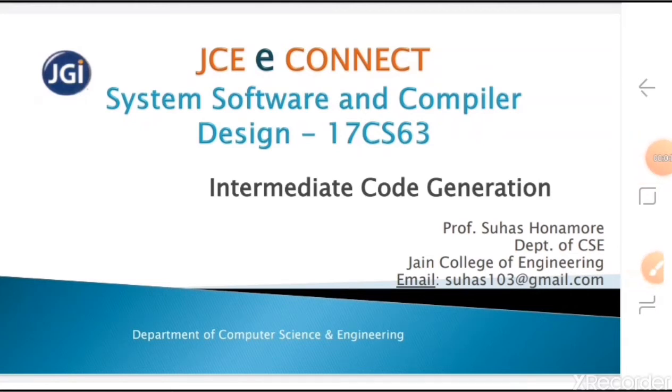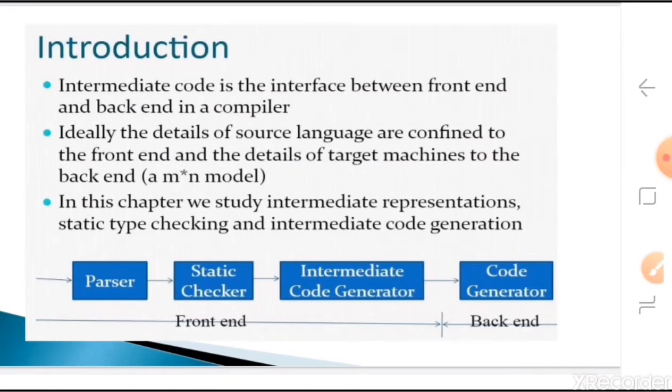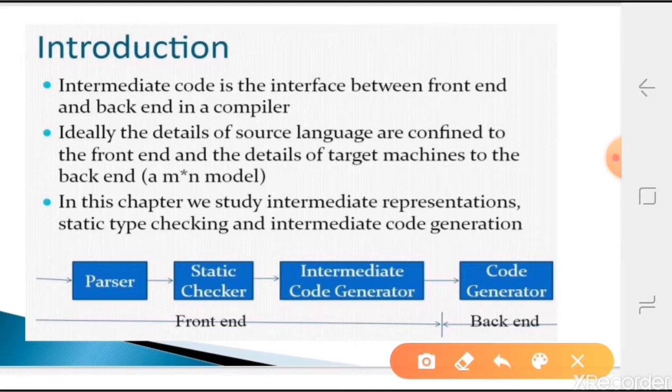Hi all. Today we'll study intermediate code generation. If you observe our compiler, we divide it into a number of phases, and we can divide it into two main parts. The first one is the front end, the second one is the back end. Intermediate code generation comes under the front end's last part. Out of all the phases, this phase comes in the front end's last part.